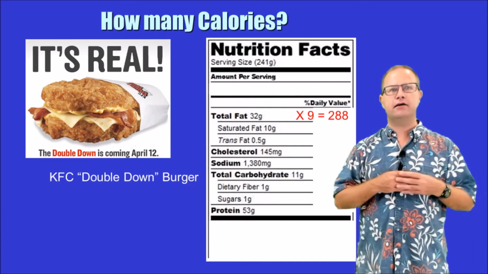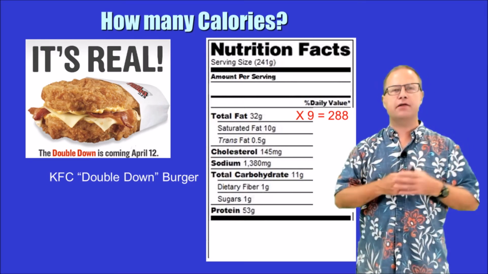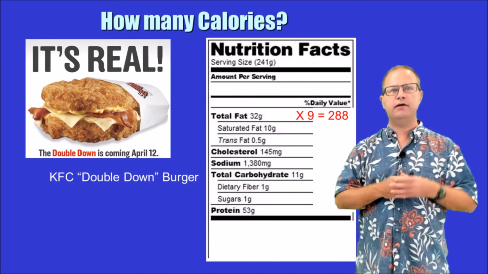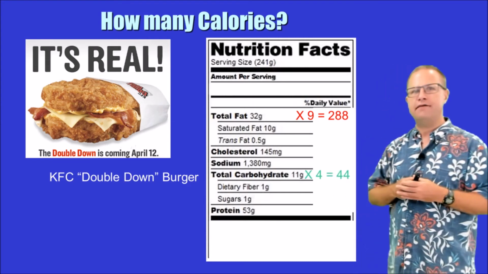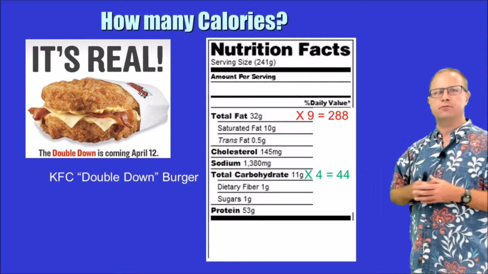Now let's take a look at carbohydrate. We have 11 grams here of carbohydrate. How many calories are in a gram of carbohydrate? Well, if you remember, it's 4. So 11 times 4 is 44 calories from carbohydrate.